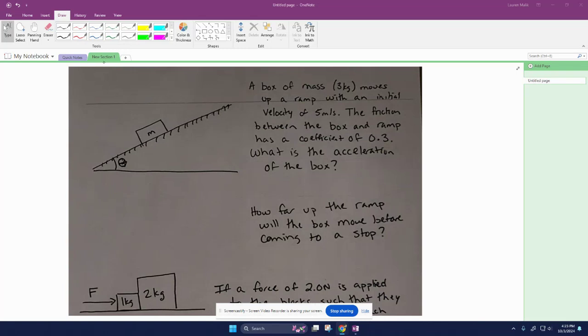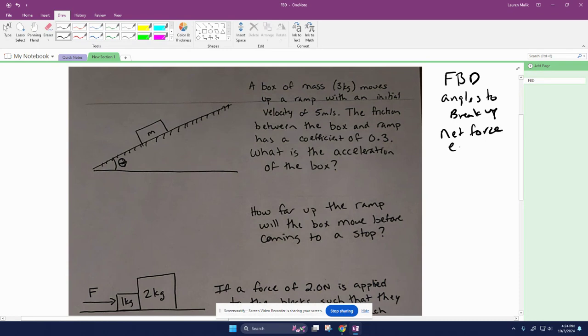Alright, so today y'all are going to be looking at some more complex versions of the free body diagrams and force problems. Just a quick review of our steps: we're always going to start out with our free body diagrams. Then we're going to look and see, do we have any angles to break up? After we've done that, we're going to create our net force equations. And depending on what forces we have, we may have to do that in both the y direction as well as in the x direction.